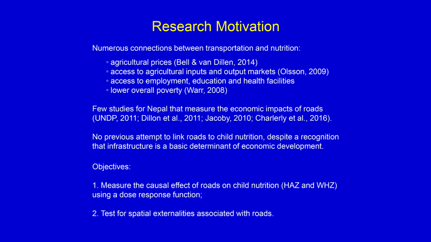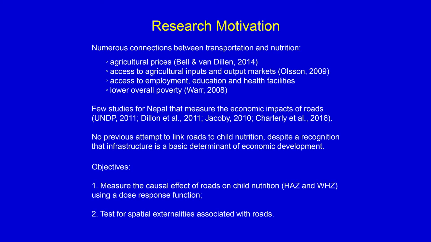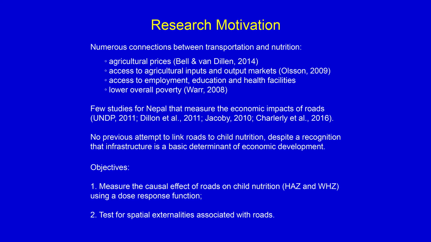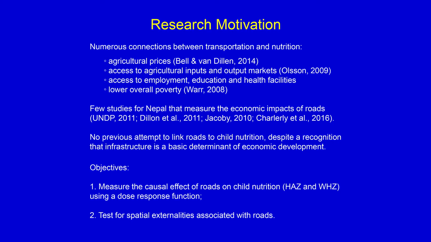What we're trying to do here is measure the causal effect of roads on child nutrition. We're looking at height for age and weight for height z-scores, and we're using a dose-response function. You can think about the density of roads as some kind of treatment, and we're taking advantage of the fact that we observe the construction of roads over time, so we know how the dosage of infrastructure is changing over time. We're using DHS survey data from 2006 and 2011 to look at how district-level performance changed over that time period.